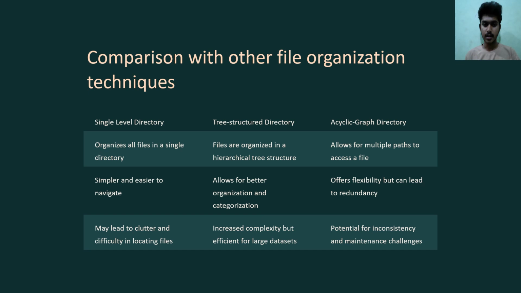In tree structure directory, files are organized in a hierarchical tree structure, which allows for better organization and categorization and increased complexity, but is efficient for large datasets. Acyclic graph directory allows for multiple paths to access a file, offers flexibility but can lead to redundancy, potential for inconsistency and maintenance challenges.